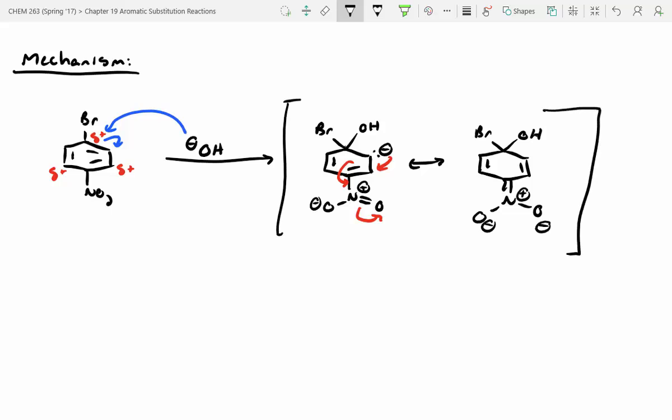Again, this has a fancy name. This is referred to as a Meisenheimer complex. Let's see if I can spell this right. It's the anionic equivalent to the sigma complex that we saw in electrophilic aromatic substitution. Okay, so now we're ready to go. In a substitution reaction, we have to kick off our leaving group, though.